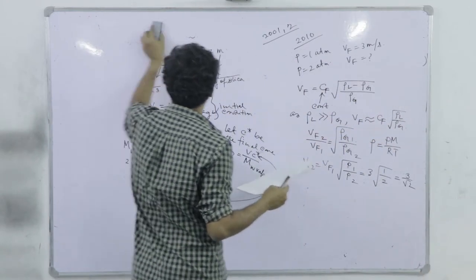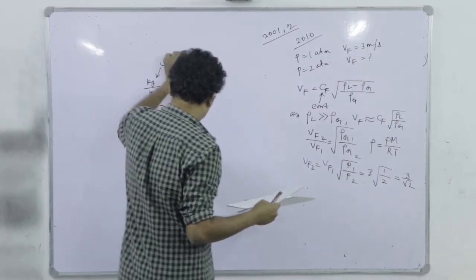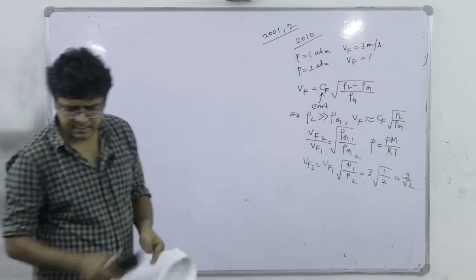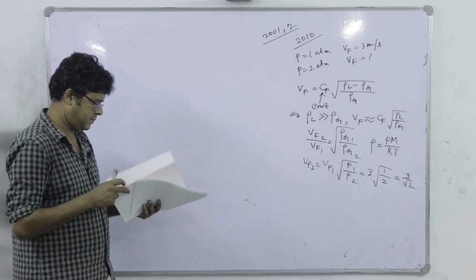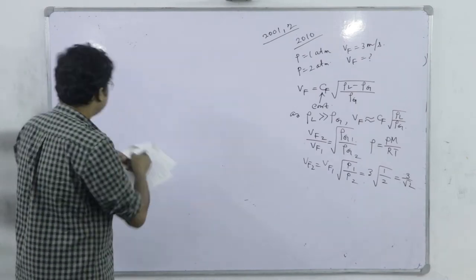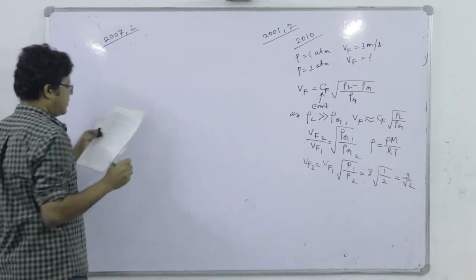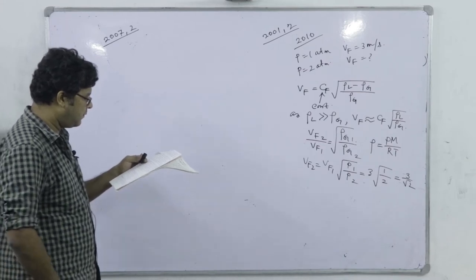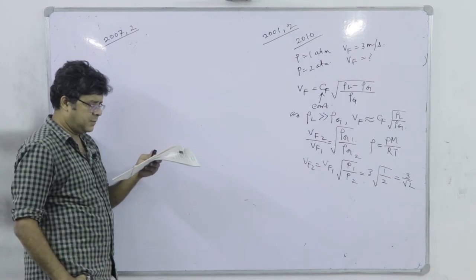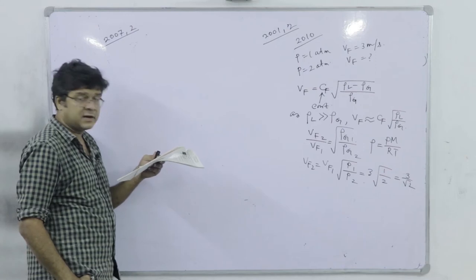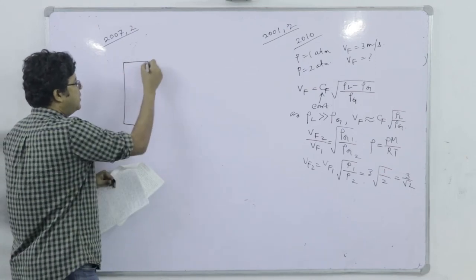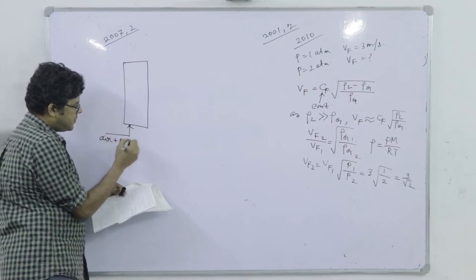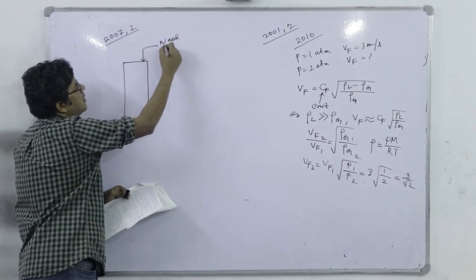This is 2007, 2 marks problem. Benzene in an air benzene mixture is to be reduced from 5.2 mole percent in feed to 0.5 mole percent by contacting it with wash oil in a multi-stage countercurrent gas absorber. So we have a gas absorber. So here we have air plus benzene. And here we have wash oil, right?